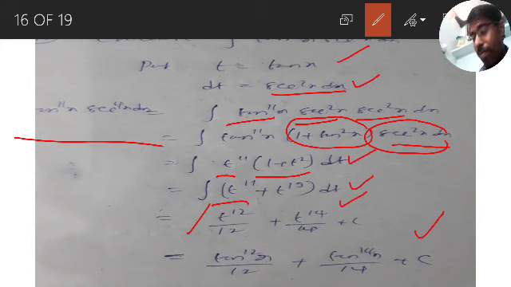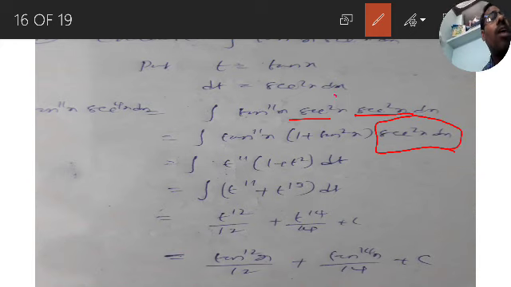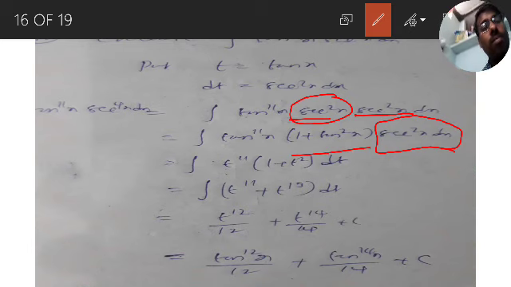Are you getting? In the previous problem there was only sec square, now you have sec power of 4. So how we dealt with it is, sec power of 4 can be written as sec square into sec square. For sec square into dx we have dt, put this as it is, but write the other sec square as 1 plus tan square in terms of t. That gives the answer. That's it.